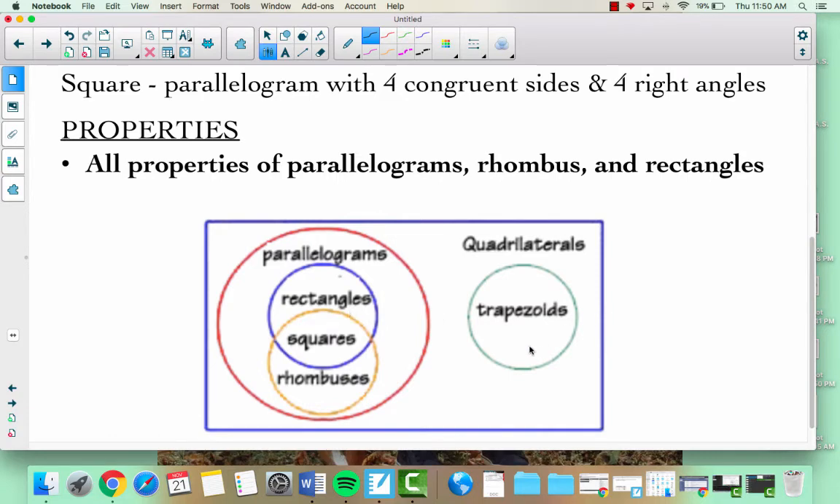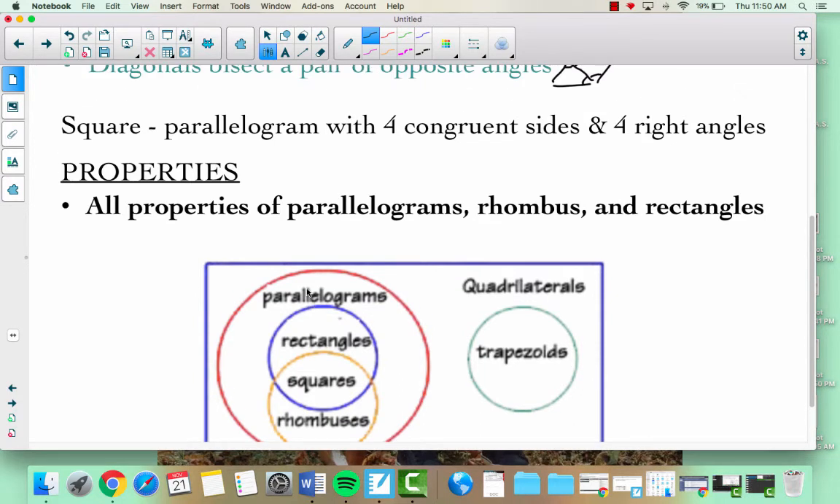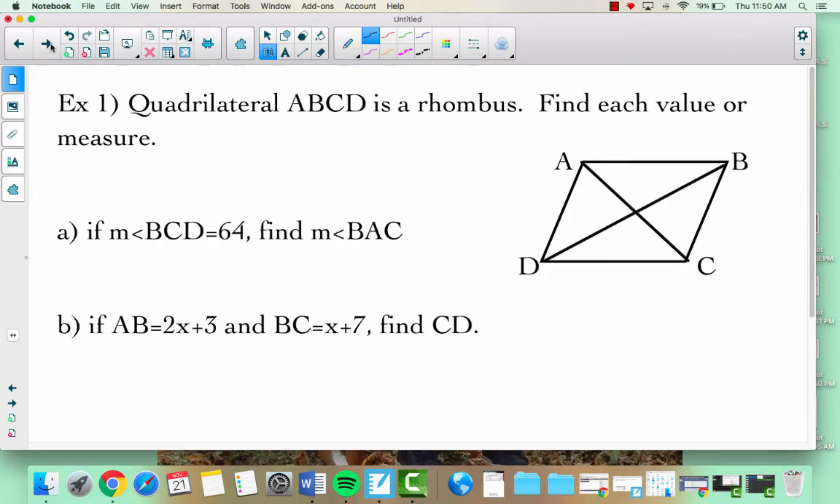And then trapezoids, which we'll talk about later, they have their own characteristics. So on your square sheet, you need to make sure you write all of the rules for parallelograms, rhombi, and rectangles, because it includes all of those rules. So notice that our shapes just keep building in the amount of rules that they have. So we're just going to jump into some examples.